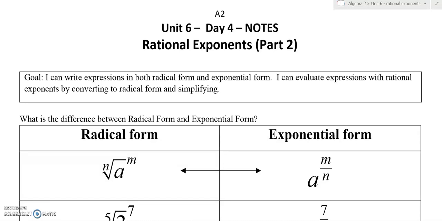Hi guys, we're in Unit 6, Day 4 Notes, Rational Exponents Part 2. So this is the second day of this.